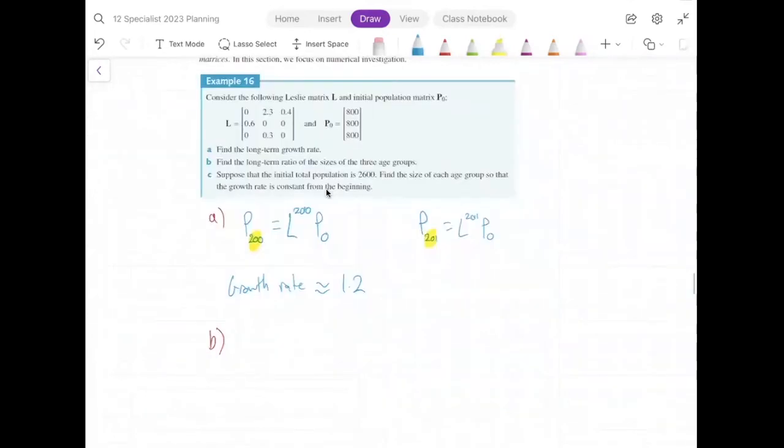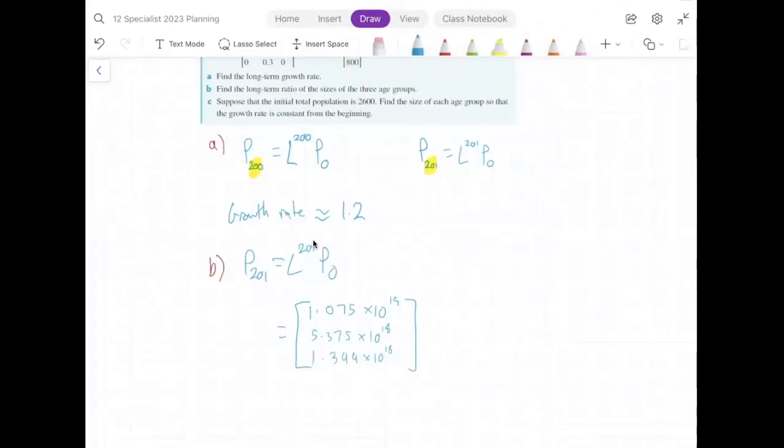So to do part B, where I'm finding the long-term ratio of the sizes of my three age groups, all I want to do is put in some big values. Let's just do P of 201, L of 201, P naught. That's going to give me this matrix here.